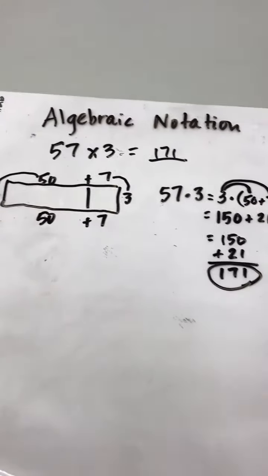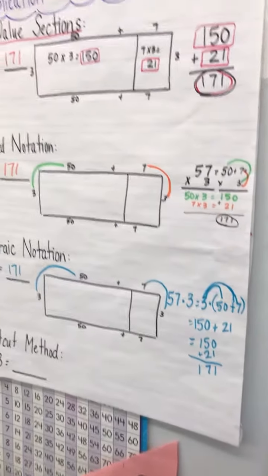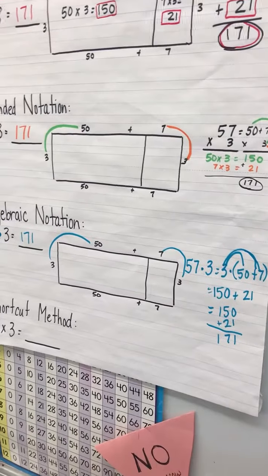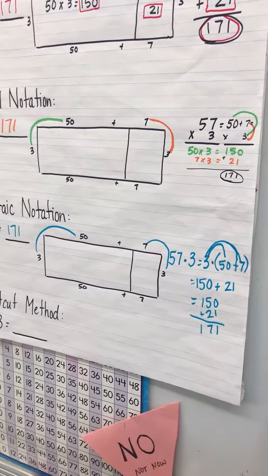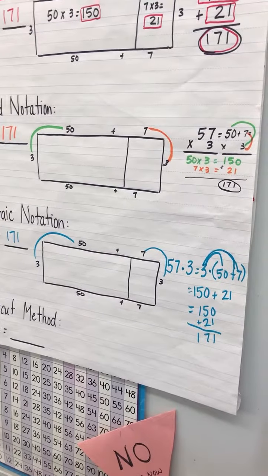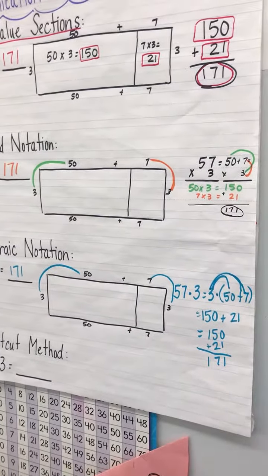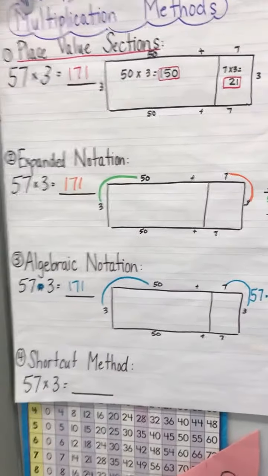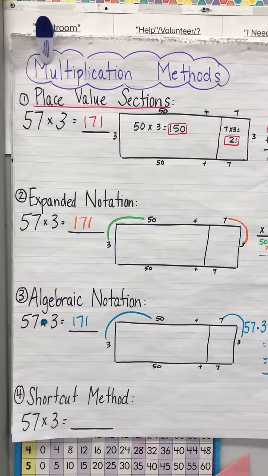All right, almost done here, guys. We're going to do one more method. And if you look at the board, it is not yet modeled on the poster because we are learning about this tomorrow. But this is the shortcut method, and this is what a lot of us learned when we were in school long ago, before we had all these different methods for solving a problem. But I like to give kids choices in how they do it. So this will be kind of fun for them to have 4 to choose from.